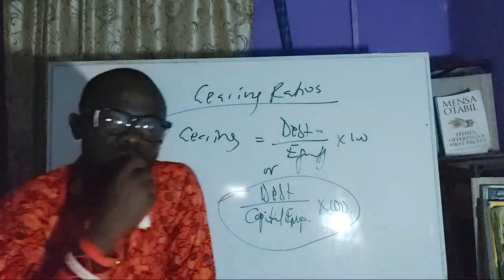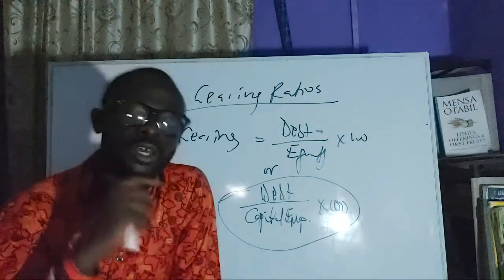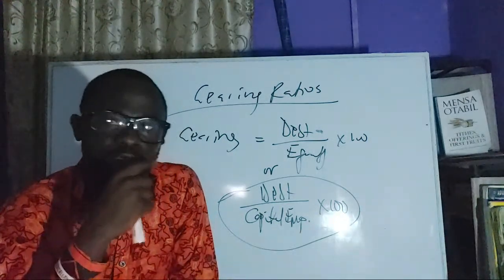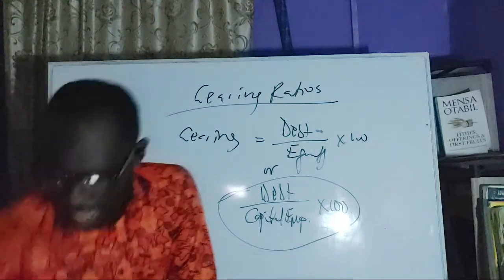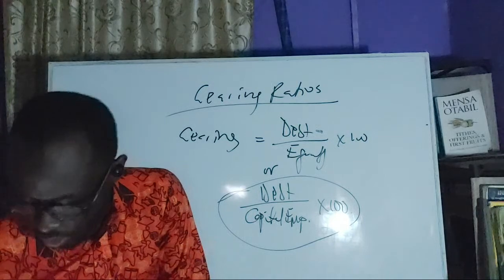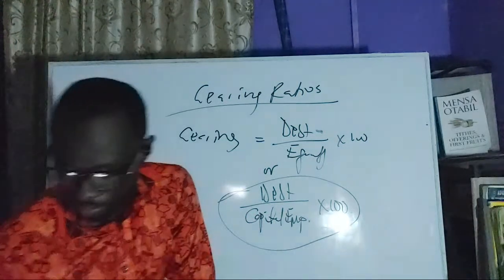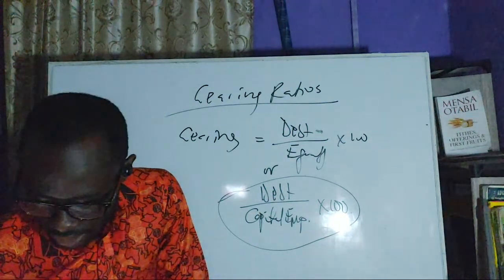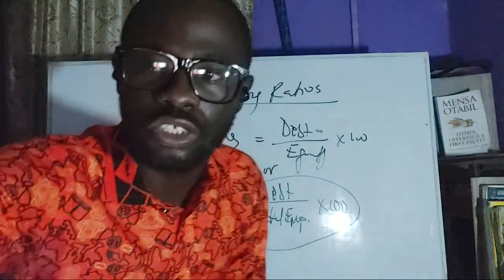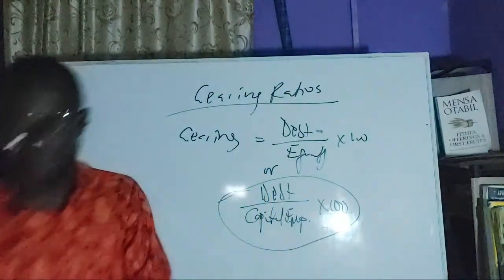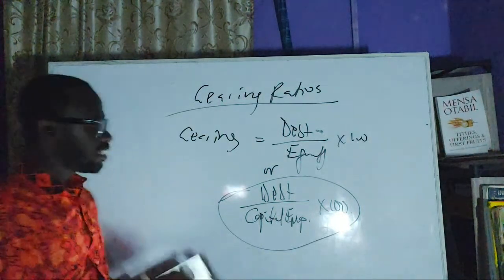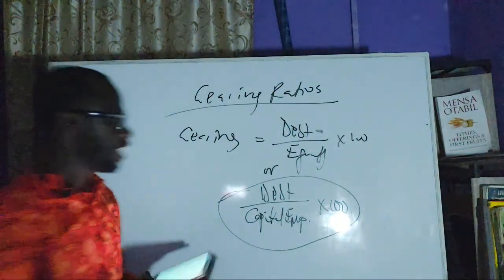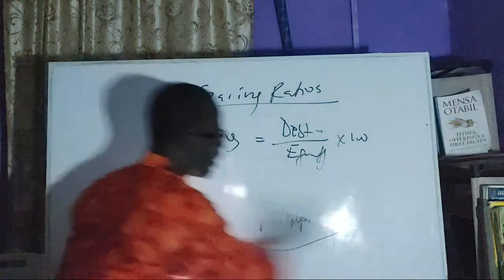So, like I was saying before the light went off, the fact that the gearing ratio is high may not indicate that the organization is heading towards bankruptcy, or that the organization is not making money. That could not be the reason. So in order for us to confirm whether the organization is doing well or not, we have to calculate a third thing here, and that is going to be the interest cover ratio. So let me put that here.